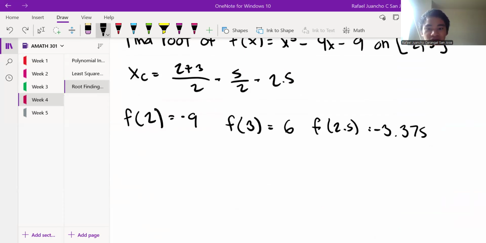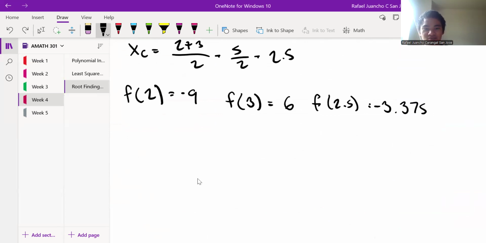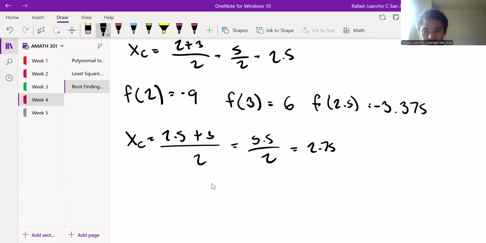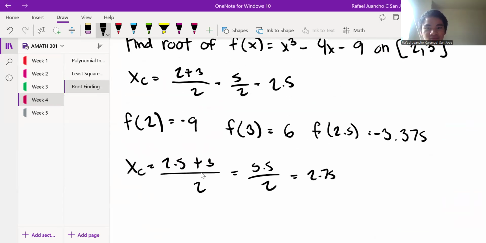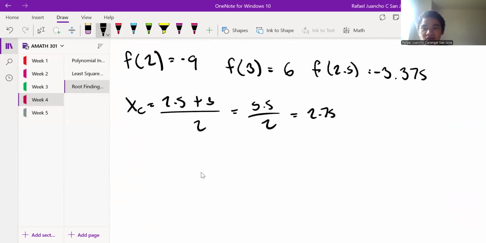Now, based on our Desmos graph, it does, right? Because it's like 2.70653-ish. So if we keep going, we get our center here. That's 2.5 plus 3 divided by 2, which gives me 5.5 divided by 2, around 2.75-ish. So that's my center, right? And then I plug in the stuff I need. I already have 2.5 and 3, so no need to worry about that part.